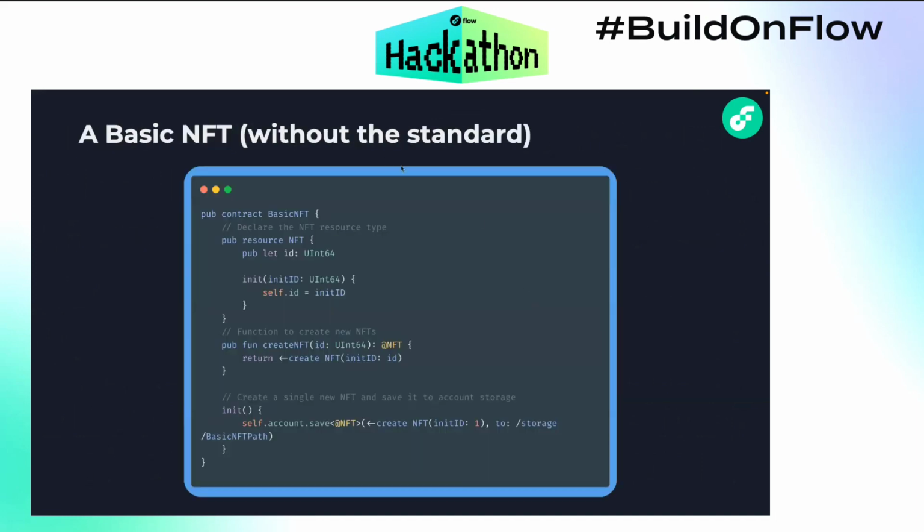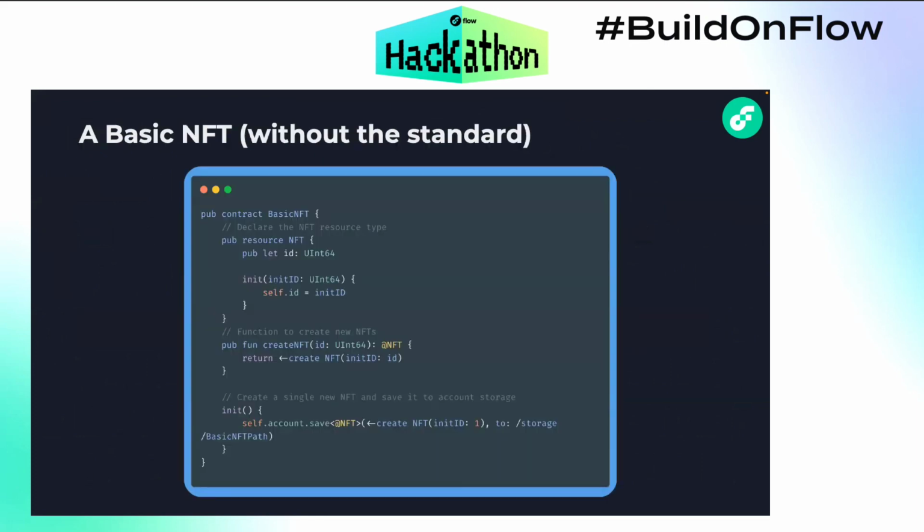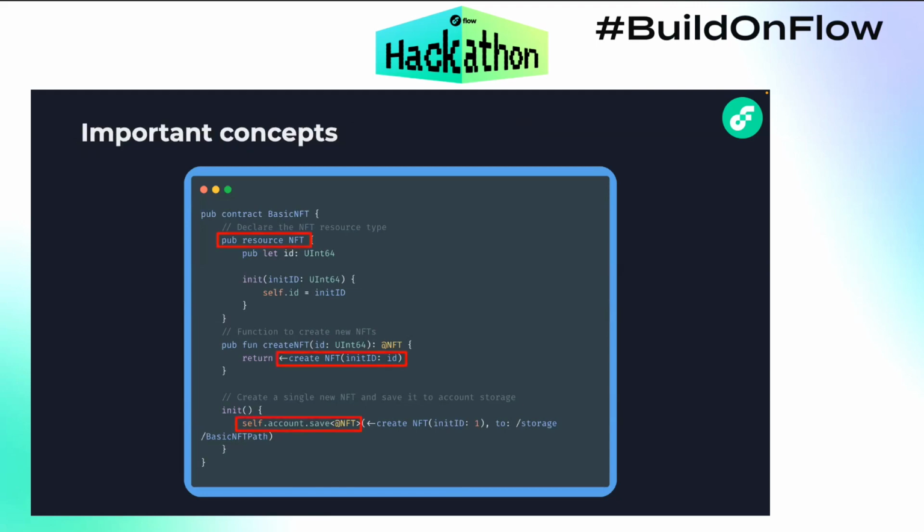And this NFT standard has some interesting things we'll get into. First, let's look at what a basic NFT on Flow would look like if you did it without the standard. So this is a simple, very minimal NFT contract, the equivalent of the Ethereum simple NFT contract I showed earlier, which all it does is create one NFT and give it to you when the contract is deployed. So there are three things you want to note over here.